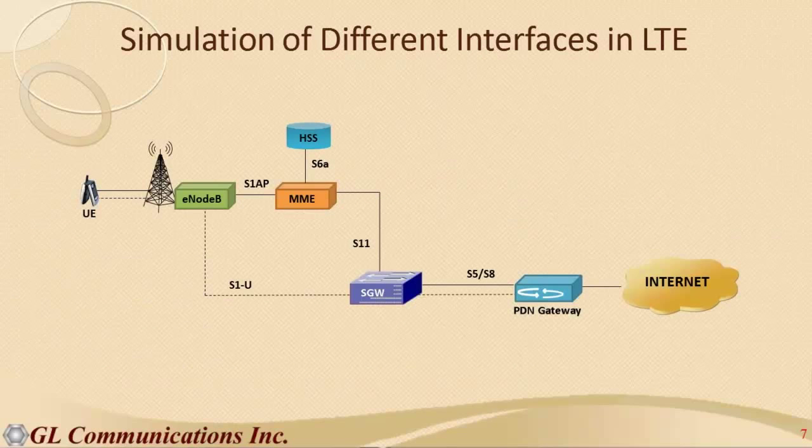Now we'll see the different interfaces that will be simulated by GL. In this LTE network, GL supports the S1AP control plane, S6A Diameter, S11 and S5/S8 for the EGTP protocol. We support the user plane, so S1U, and then it is forwarded to the PDN gateway and then the SGi interface.